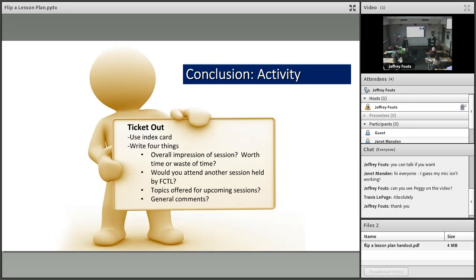Before you leave, if you could please pick up the index card and answer these 4 questions. You can leave it on the table back where Jeff is sitting, that'd be great. This helps us out. Don't be shy. If you didn't like the session, I will not be offended.